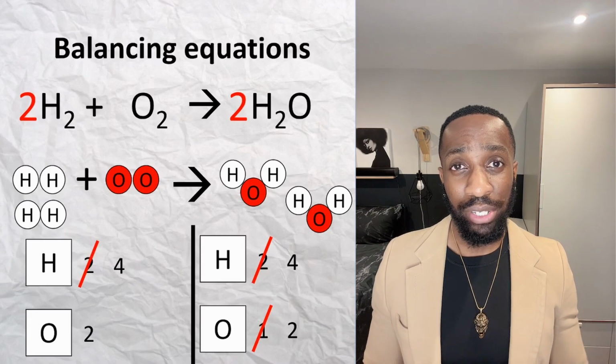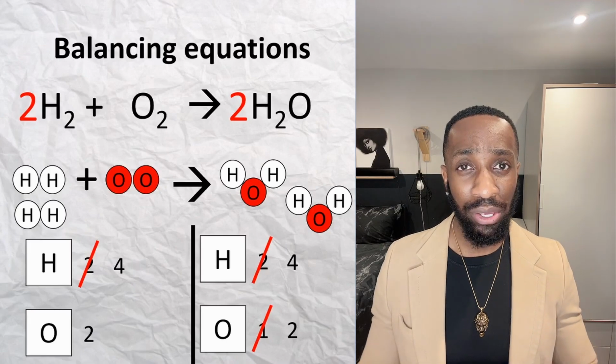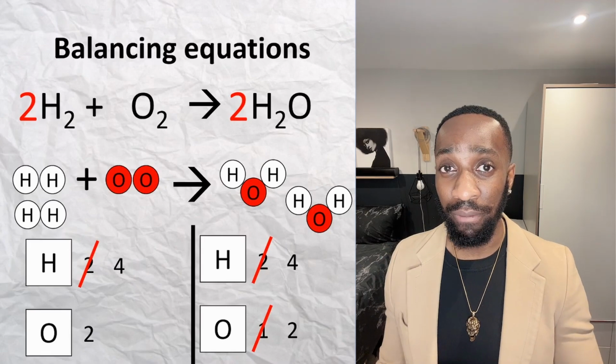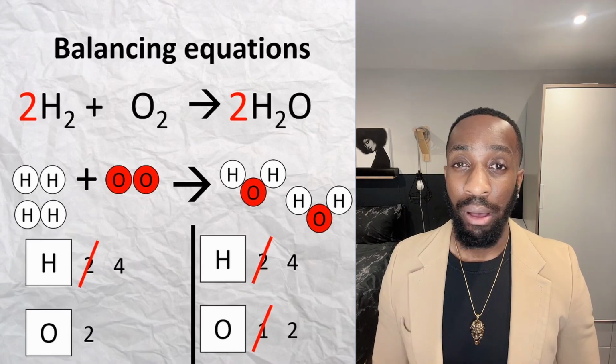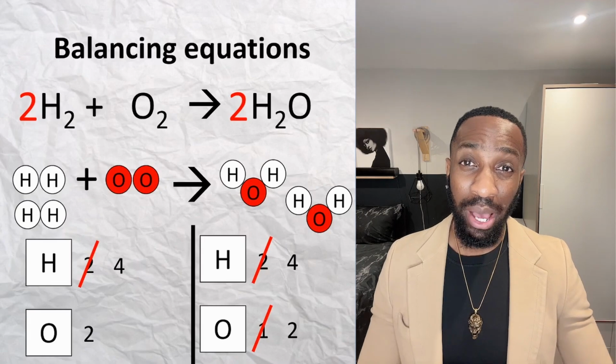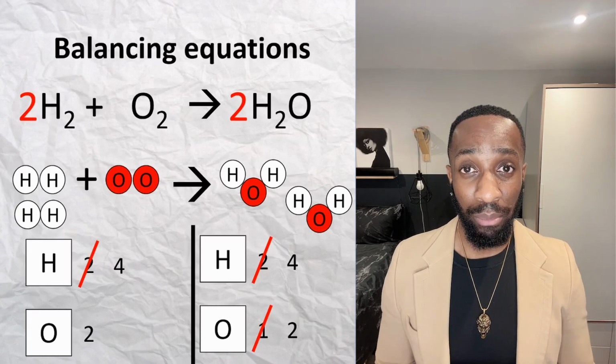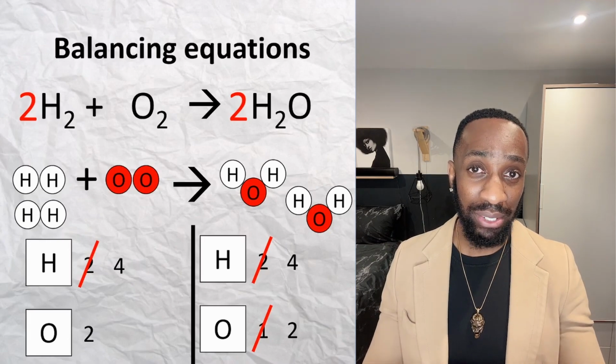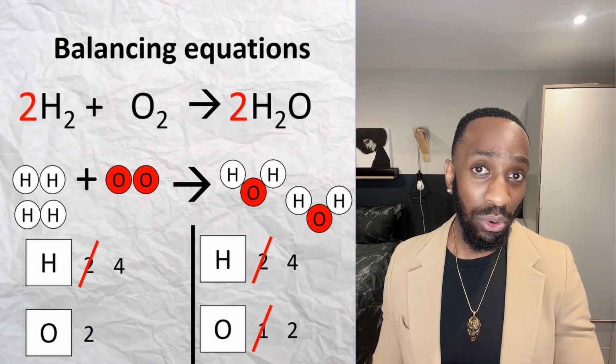This is why it's important to tally your elements, especially when you're new to balancing equations. It helps you track how many atoms you've got on the reactant side and on the product side. And if it's still a little bit too abstract for you, you may want to draw out the molecules as well. It doesn't matter how you draw out the shape, as long as you've got the correct number of atoms in each molecule or formula.